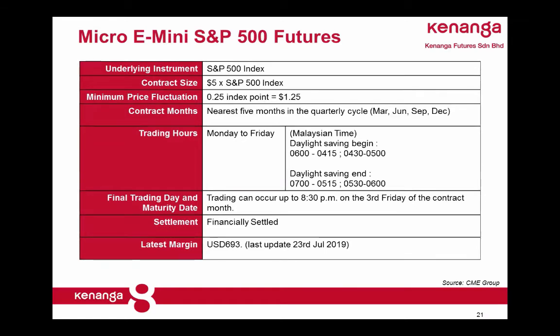Okay, next will be the micro E-mini S&P 500, underlying S&P 500 with contract size of $5 per S&P 500 index point, minimum fluctuation 0.25, equivalent to $1.25. Similar to the micro Dow, the available contracts will be in March, June, September. Trading hours are the same. Expiry and settlement are the same. Latest margin will be $693 per contract.